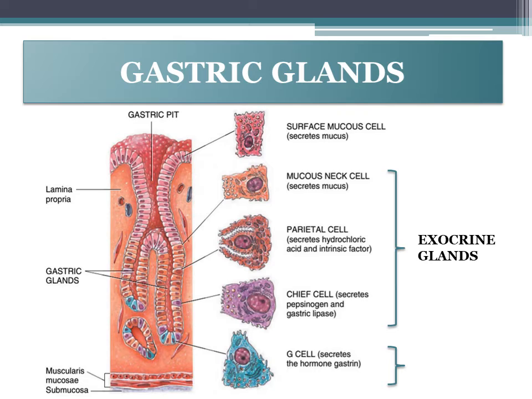First we have the exocrine cells. The mucus neck cell secretes mucus. The parietal cell secretes hydrochloric acid and intrinsic factor. The last exocrine cell is the chief cell. It secretes pepsinogen and gastric lipase. For endocrine cells, we have the G cell that secretes the hormone gastrin. This G cell is located mainly in the pyloric antrum, and it secretes the hormone gastrin into the bloodstream.